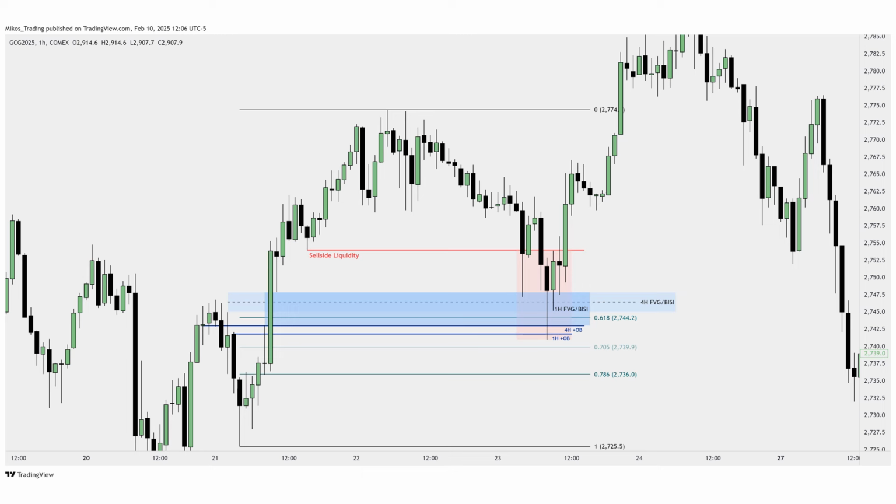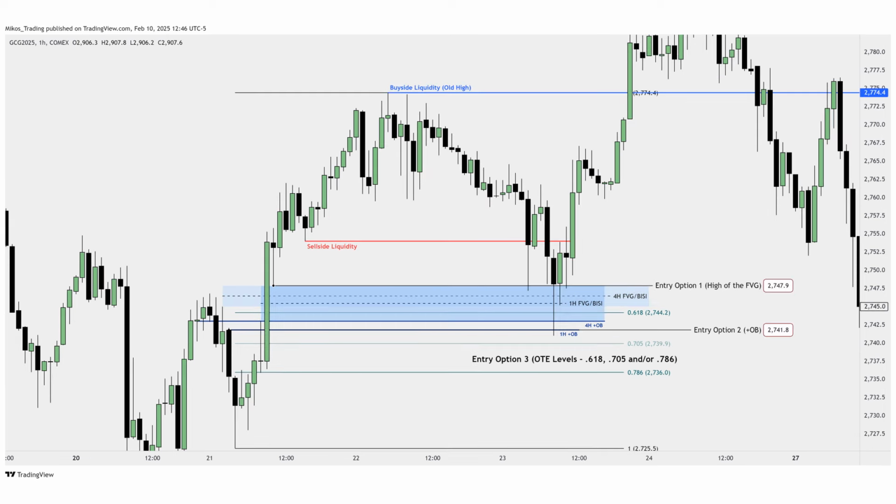Here we have the same setup just on the 1-hour chart, and we'll drop down to the 5-minute chart and look for a fractal of this setup there. Before we do that, here we have the entry options. Entry option 1 is to take the trade at the high of the fair value gap. Entry option 2 is to take the trade from the bullish order block. And entry option 3 is to take one of the optimal trade entry levels.